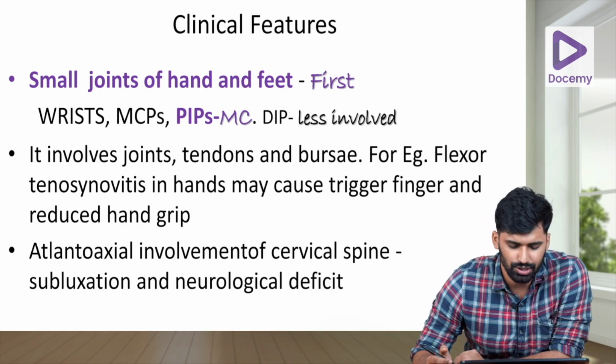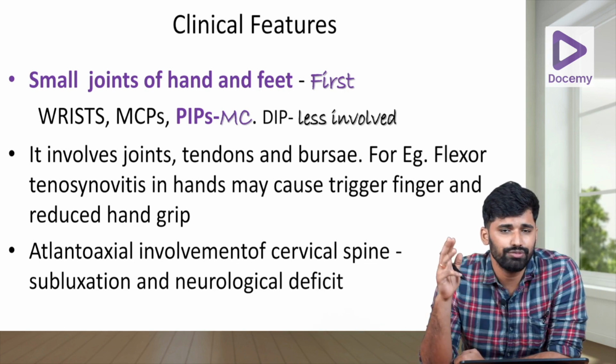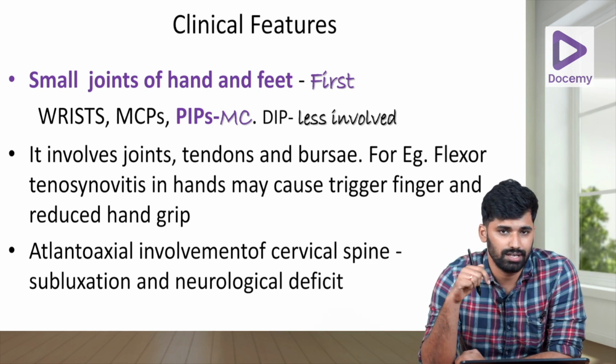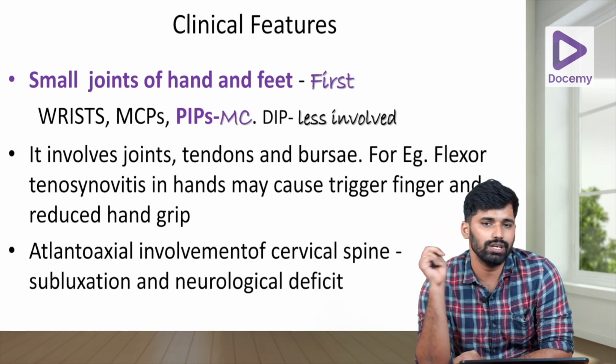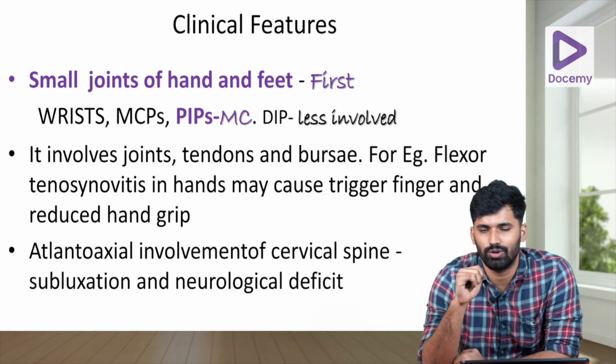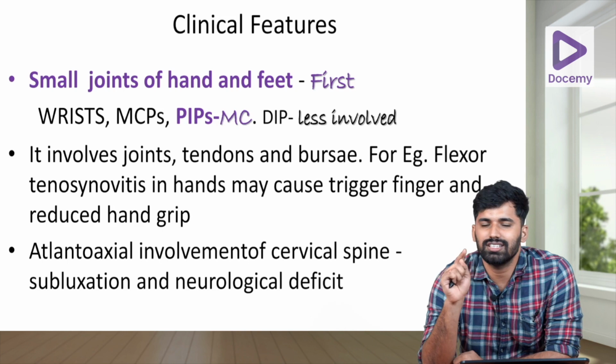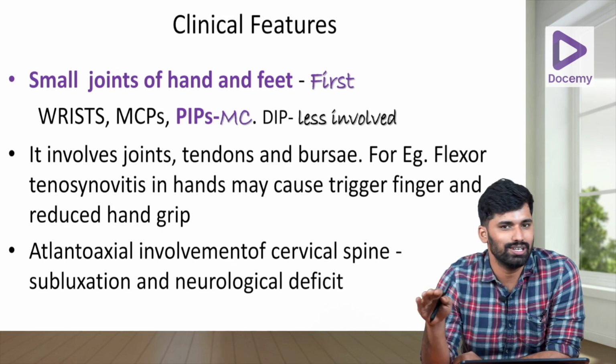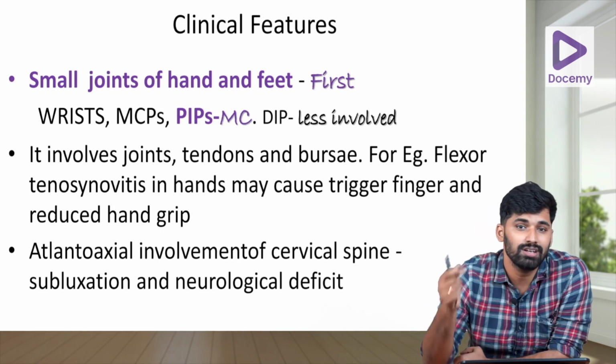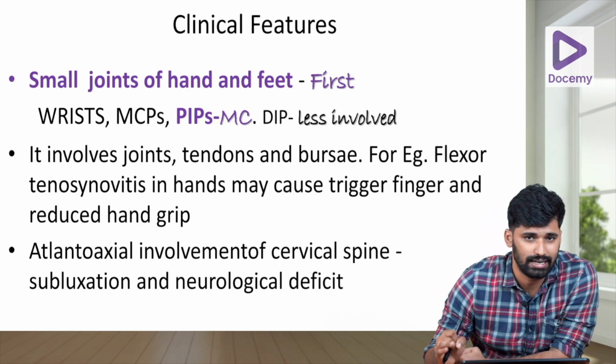What are the small joints? Usually the MCP, metacarpophalangeal joint, the PIP, the proximal interphalangeal joint, and the wrist joint are most commonly involved. But the distal interphalangeal joint is usually not involved. It is more involved in osteoarthritis and psoriatic arthritis.